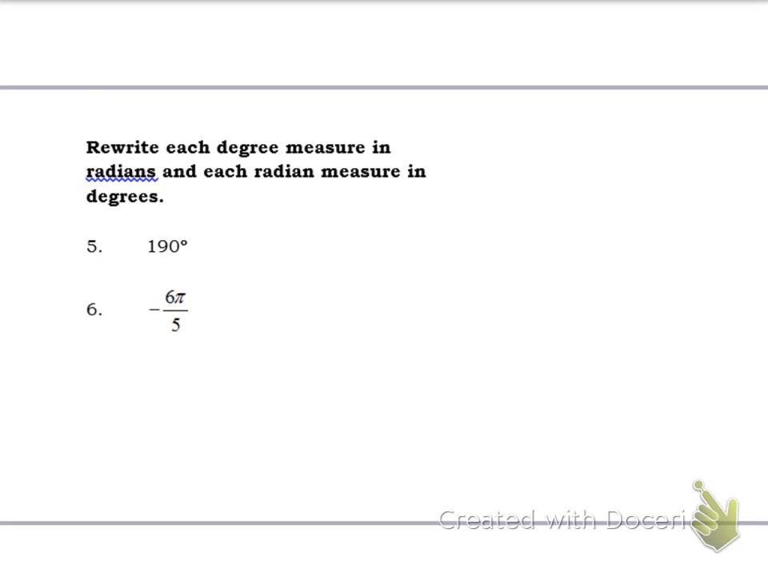Rewrite each, we're converting from radian to degree or degree to radian. So if I'm trying to get my pi in it, I want to multiply by pi over 180. If I'm trying to get rid of my pi, it's 180 over pi. Okay, this answer is going to be negative here. So 190 over 180 is going to be 19 pi over 18. My next one here is going to be negative 216 degrees.